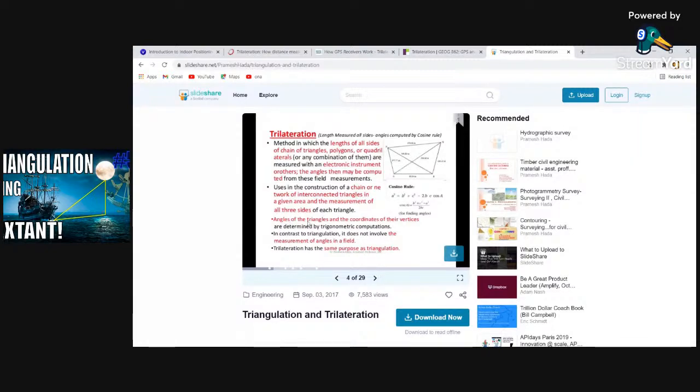So angles of the triangles and the coordinates of their vertices are determined by trigonometric computations. Although trilateration still uses trigonometric computations, it says in contrast to triangulation, it does not involve the measurement of angles in a field. Why are we talking about trilateration when using the sextant? It specifically says we do not measure angles when using trilateration. That's what we're doing with the sextant. We measure angles. So trilateration has nothing to do with the sextant.